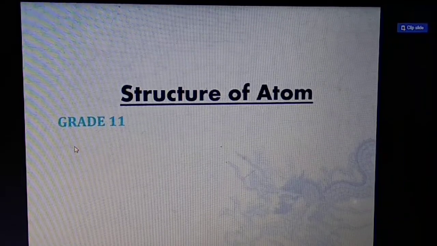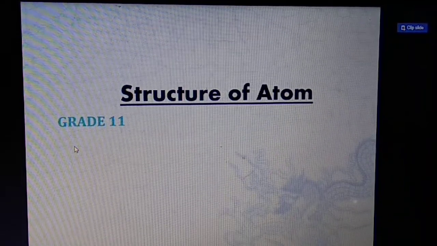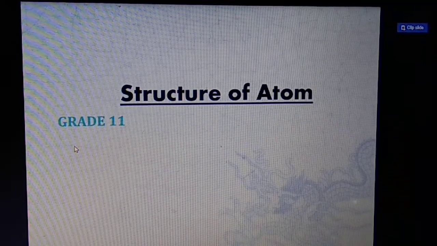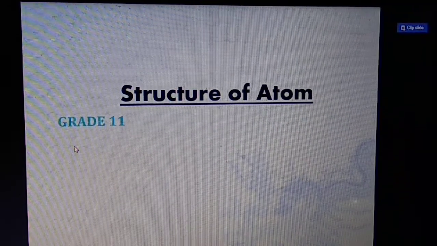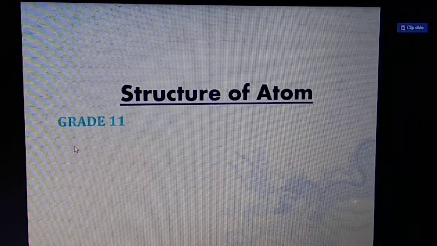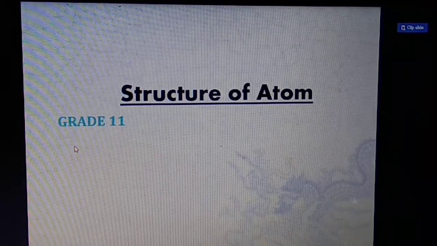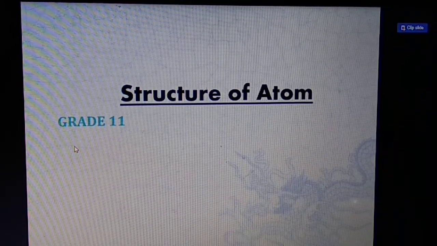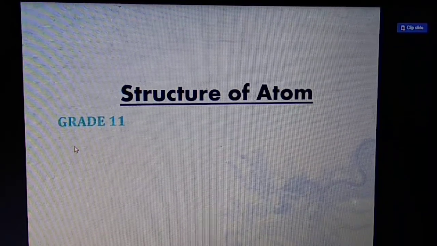I am sure students, you have done your previous work. Many topics of this chapter we have covered. So let's start today's topic of the chapter Structure of Atom.